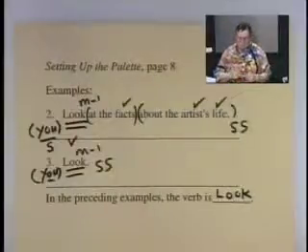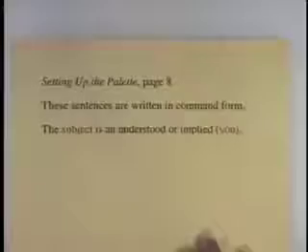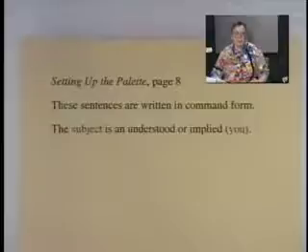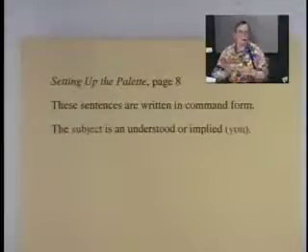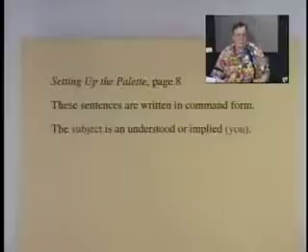Now that's something to remember. I'm asking you to highlight what follows on page 8. This is something you add to your grammar review cassette tape. The sentences that you just looked at were written in command form. And the subject is going to be an understood or implied you. Understood and implied mean the same thing. You're putting it in parentheses because you can't see it, but it's still there. You have to know it's there.